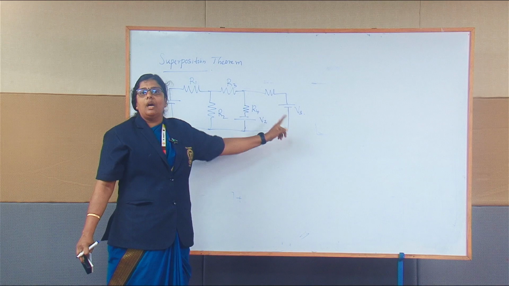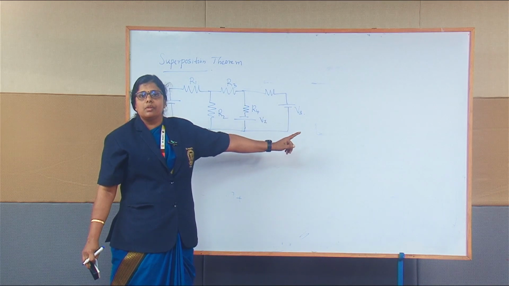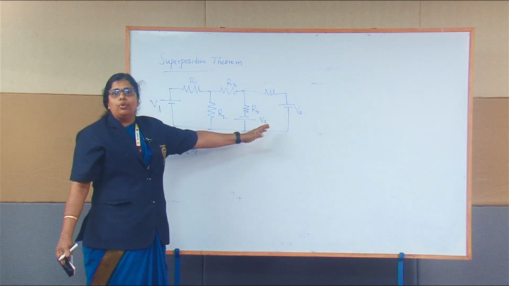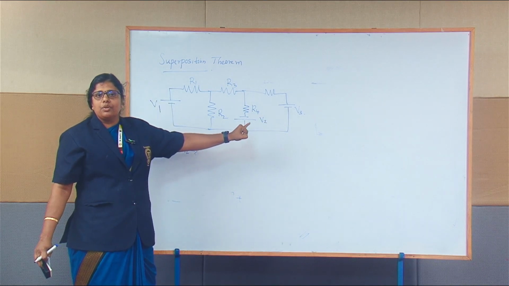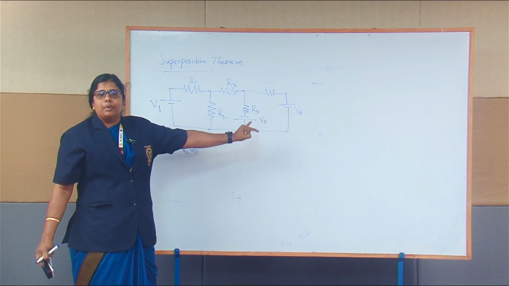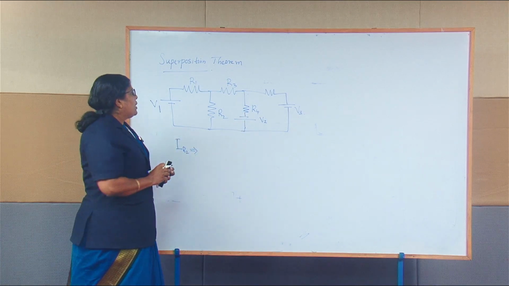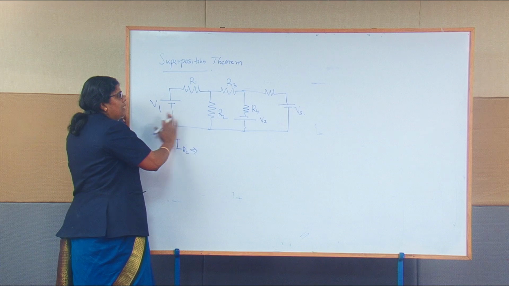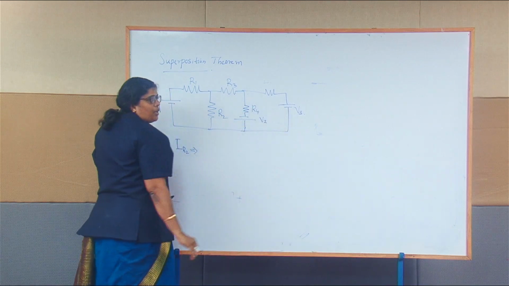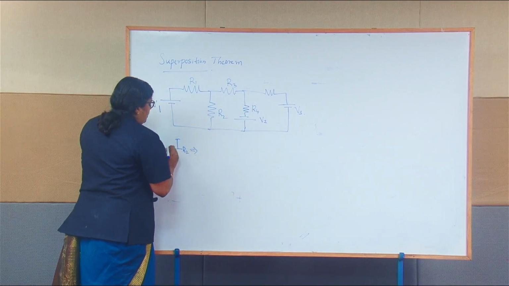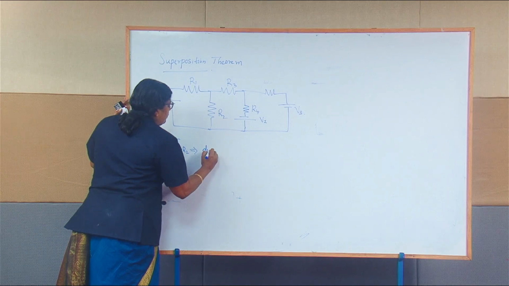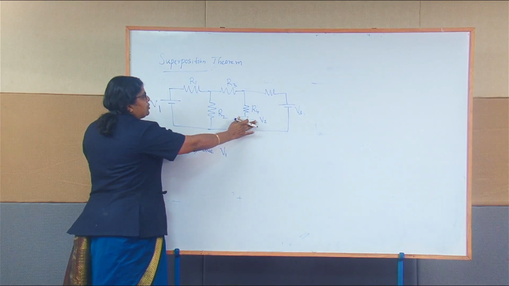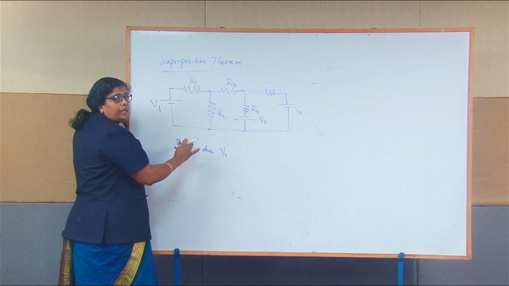Whenever we do this, first we have to keep only one source and short circuit the other sources if they are voltage sources. If an additional source is a current source, then we have to open circuit it. So a voltage source has to be short circuited, a current source has to be open circuited. At a time we consider only one source. So when I consider V1 alone, V2 and V3 I short circuit, and find the current through R2 due to V1. Next we take V2 and find the current through R2.